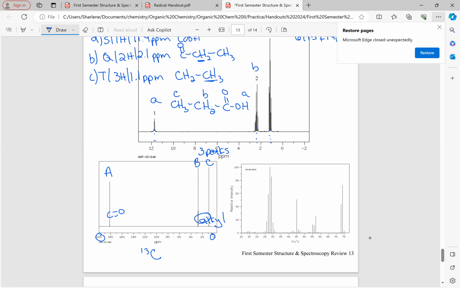So from the carbon 13, I can't get much, but because I already did my proton, I know that this is A, and the furthest downfield would be closest to the carbonyl. So this one's B, and that one is C.